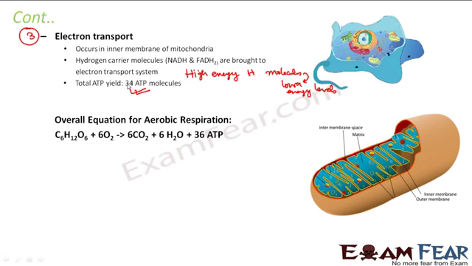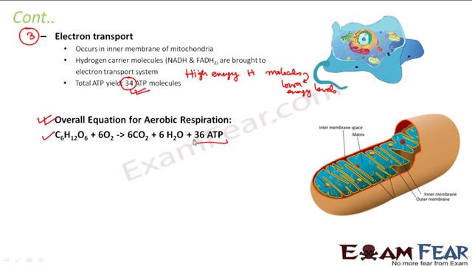Now, these hydrogen carrier molecules are then brought into the electron transport system, and the hydrogen atoms which were at very high energy levels are brought to lower energy levels, and during this process a large amount of energy is produced, and the total yield of ATP is 34 ATP molecules. So if we combine all these steps, what will be the overall equation for aerobic respiration? It will be glucose plus oxygen. Glucose in presence of oxygen will give CO2 plus H2O plus 36 ATP molecules. How 36? In electron transport itself we have 34 ATP molecules, and in the Krebs cycle we have 2 ATP molecules. So that is 36.